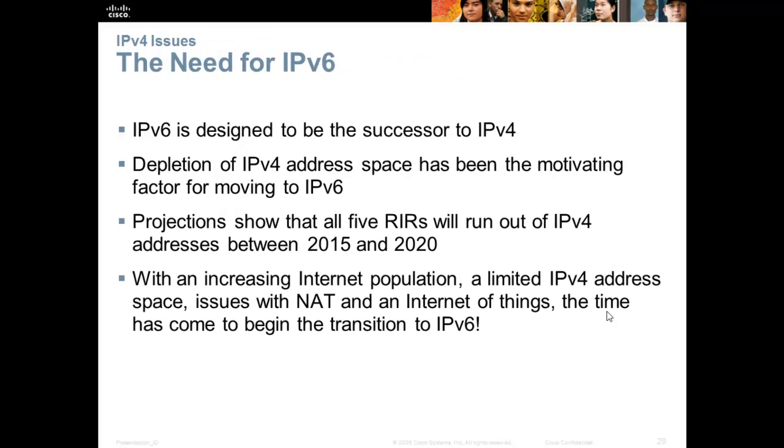IPv6. IPv6 is designed to be the successor of IP version 4. The depletion of IP version 4 addresses has been the motivating factor for moving to IP version 6. We are currently very, very limited on the number of IP version 4 addresses that are left that we can allocate. Projections show that all 5 of the regional internet registries will run out of IP version 4 addresses to give out between the year 2015 and 2020.